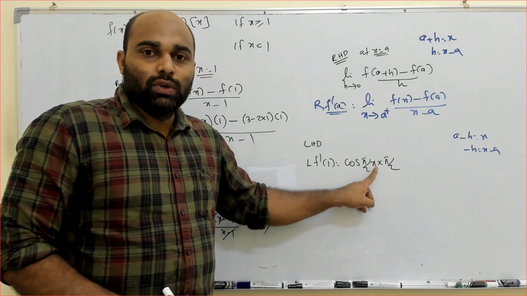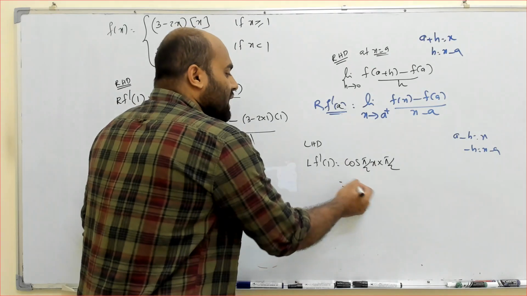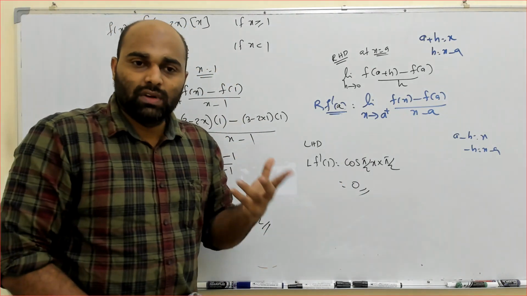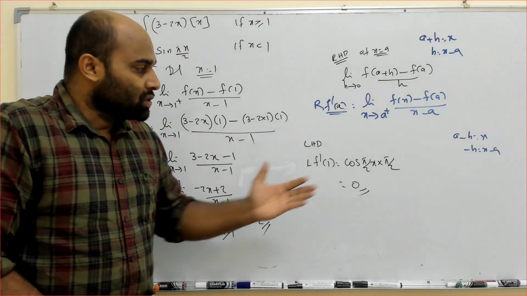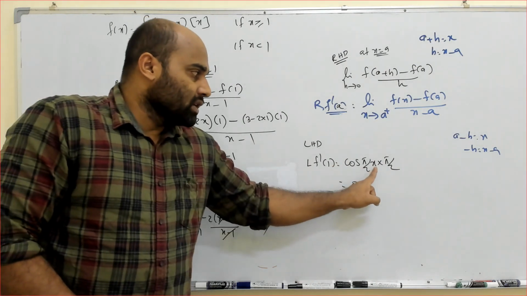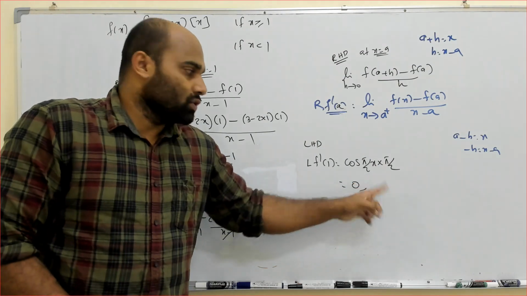Cos pi by 2 into 1. What is cos pi by 2? Cos pi by 2 is 0. This is directly we got 0. No need to apply the result. The result mainly we are applying if it is directly not existing. This directly, you know, how to differentiate. So this one, when I simplified, I got equal to 0. Why? When x equal to 1, cos pi by 2 into 1, cos pi by 2 is how much? 0. So 0 into pi by 2.